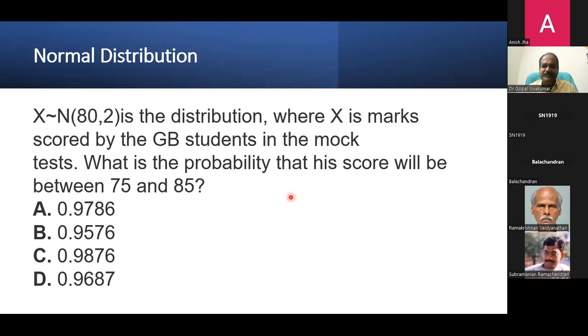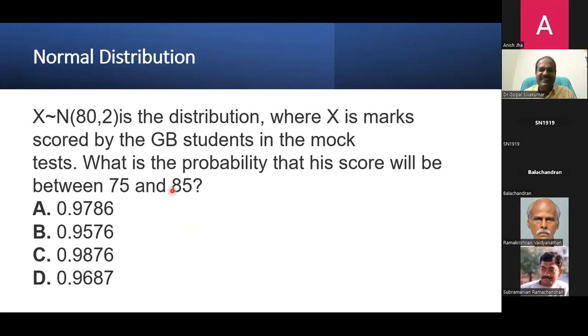Do you understand the question? I'm not asking for the answer. The mean is 80 and 2 is the standard deviation. What is X here? Marks scored by the students. Marks scored by the students is expected to be normally distributed with a mean value of how much? 80. Standard deviation of how much? 2.